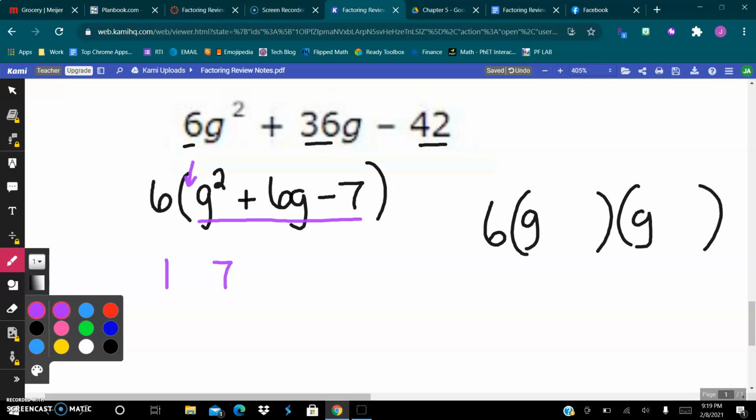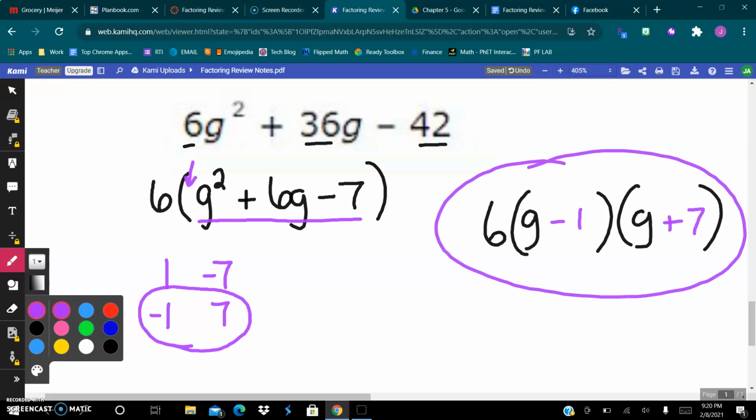Well, we can do 1 and -7, or we can do -1 and +7. We're looking for a set that's going to equal 6 when we add it together. So I'm going to go with this set, -1 and +7. So we're going to put -1 and +7 in our parentheses, and that is our final answer.